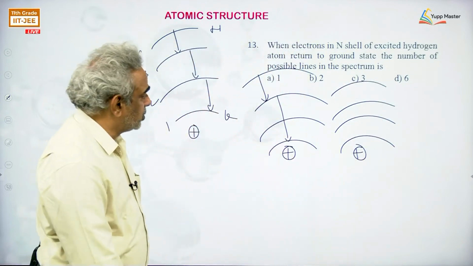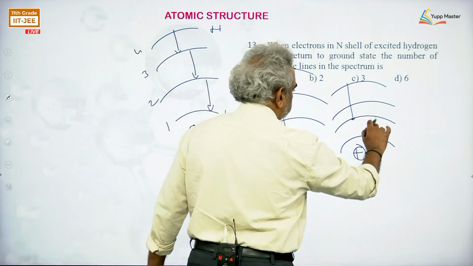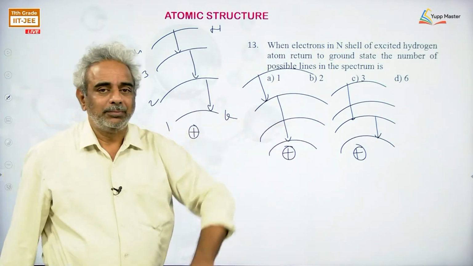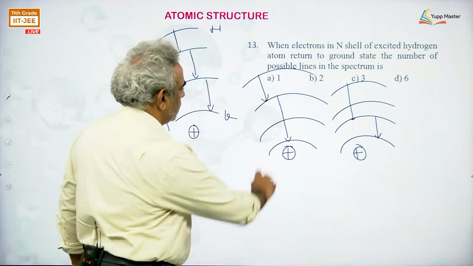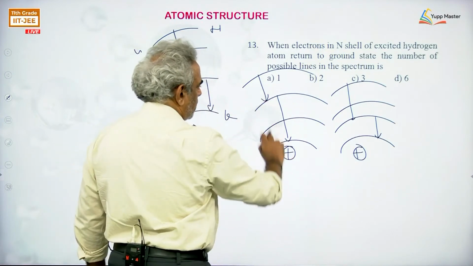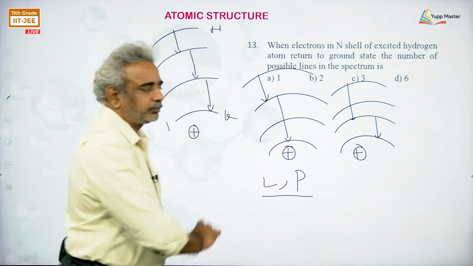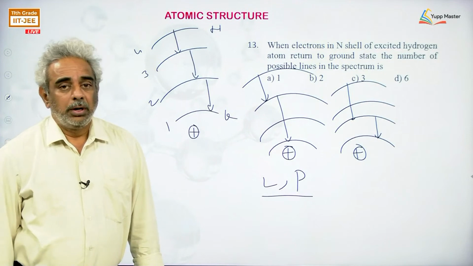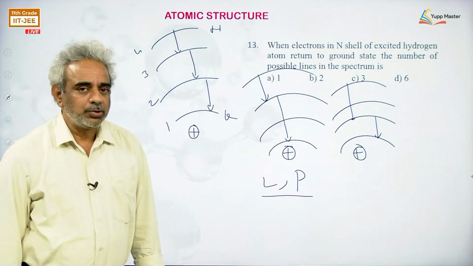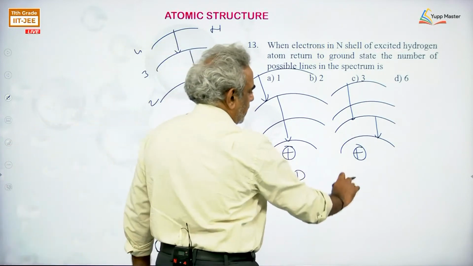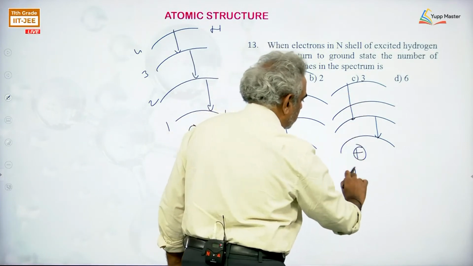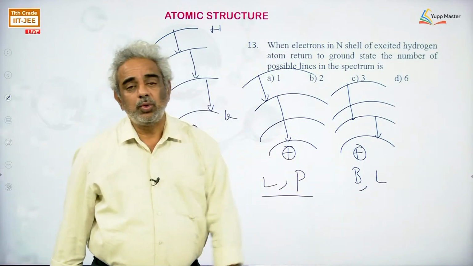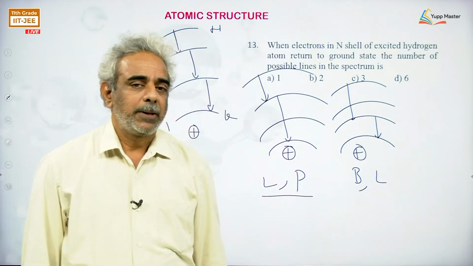The electron may first jump to 2, then to 1. Here also 2 spectral lines, but a different spectrum. In this spectrum, what are you getting? You are getting a Lyman line and a Paschen line. But if the atom selects this kind of de-excitation, falling back to ground state, you may get a Balmer line and a Lyman line. Here also two lines, but with different wavelengths.